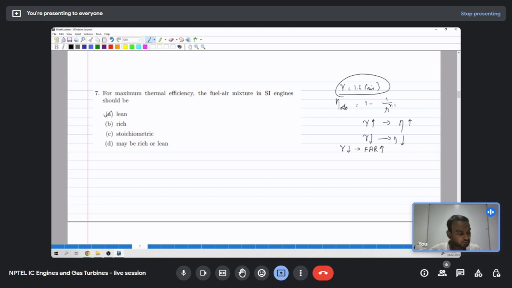So when you have a rich mixture, based on gamma itself, the Otto cycle efficiency drops, and also because of insufficient oxygen to complete the combustion, you will have unburnt hydrocarbon and other losses, which will again reduce the thermal efficiency.